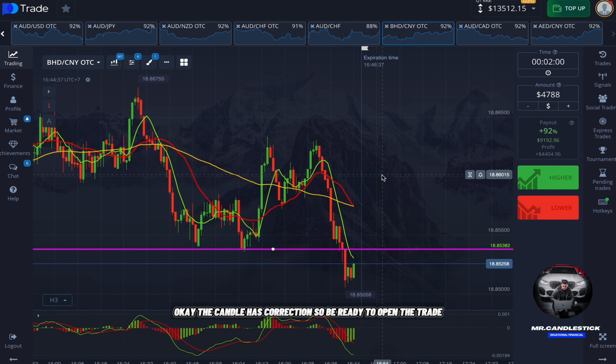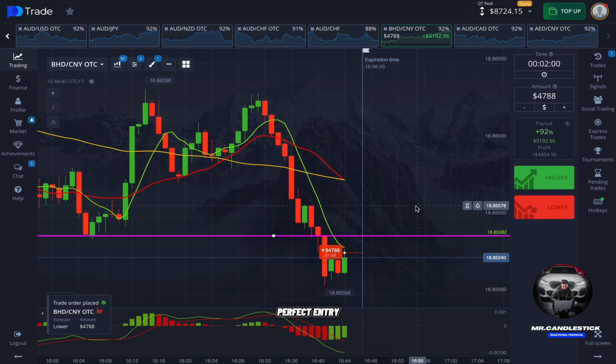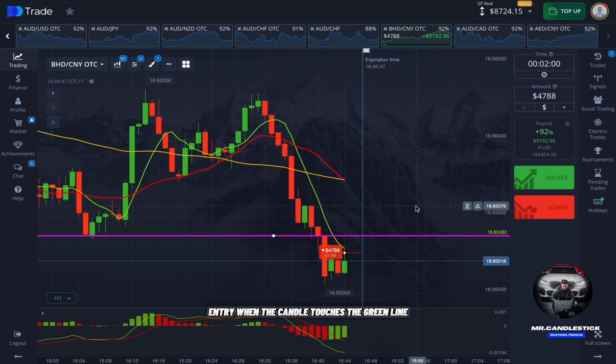Okay, the candle has correction, so be ready to open the trade. Nice, perfect entry. Entry when the candle touches the green line. So let's see for the results.